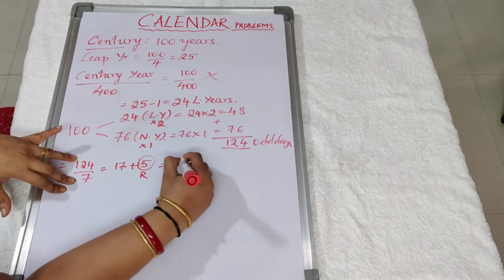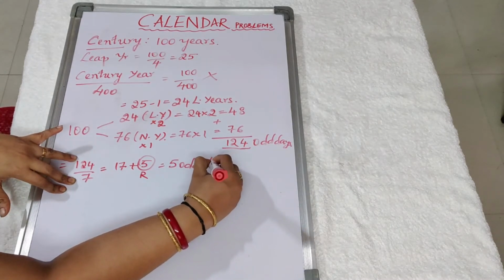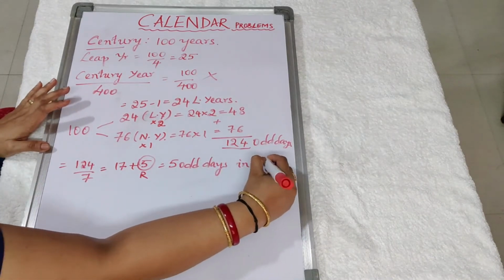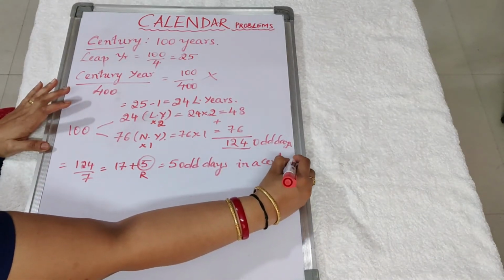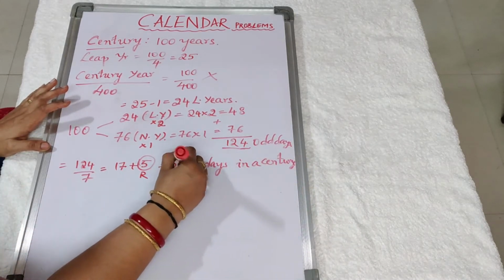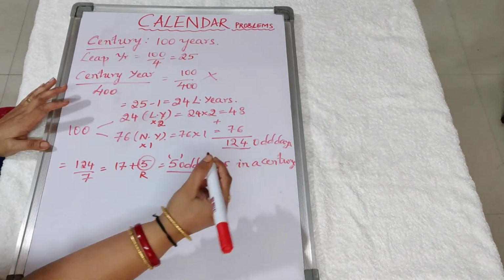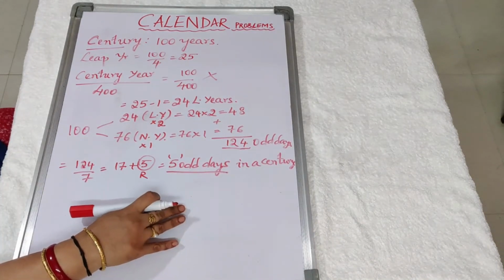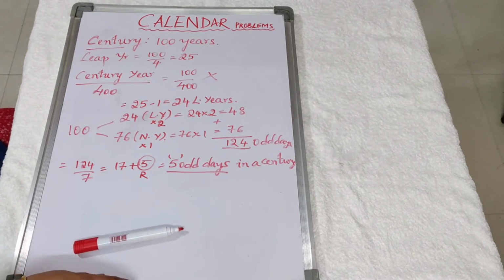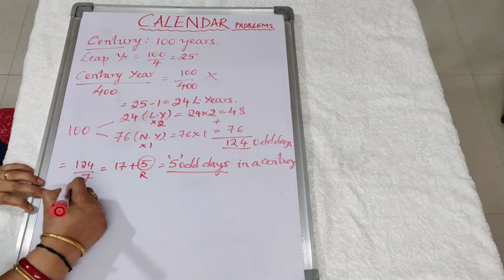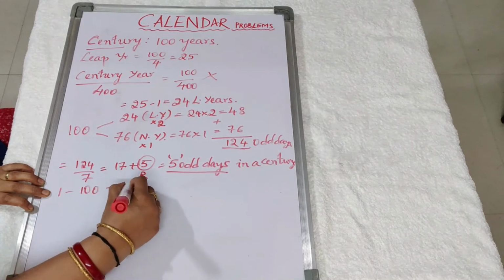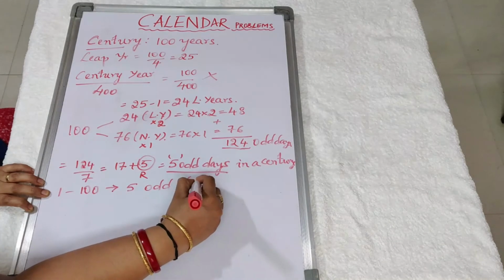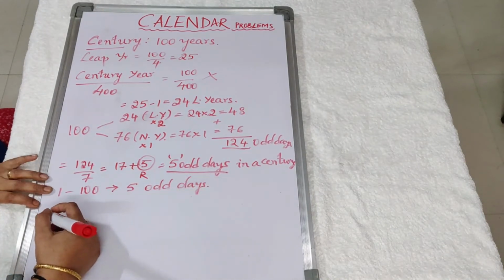So we have 5 odd days in a century. Remember, this is very important while calculating the century code. So we have 5 odd days in a century. Now, what are we going to do next? So in 1 to 100, we are having 5 odd days. Please don't get confused, it is very easy to understand.